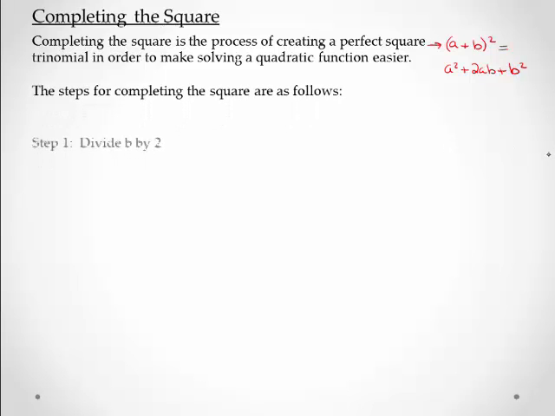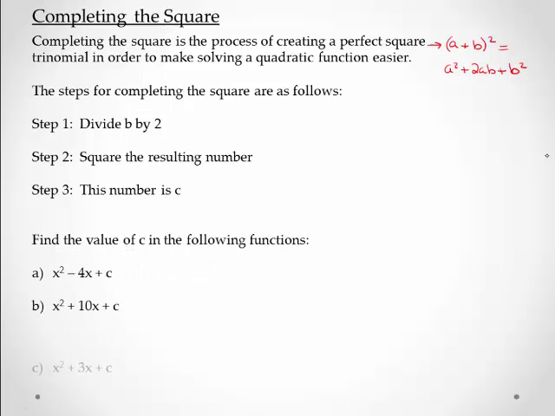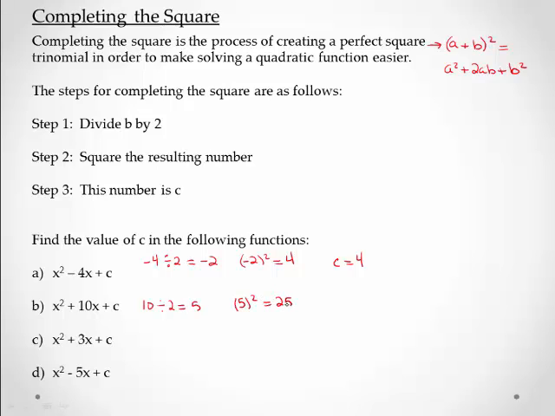So the steps are, first we divide b by 2, then we square the resulting number, and that number is c. And so we're going to find the value of c in these functions. So we take b, we divide it by 2, that gives me a negative 2, and then we square it. So c would be 4. Here I'll take b, divide it by 2, and then I'll square that. So c would be 25.